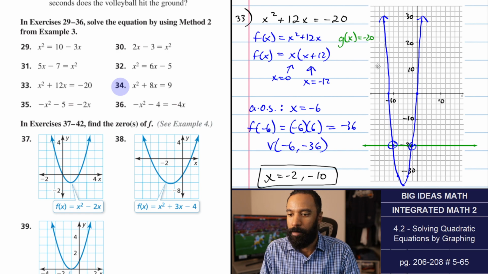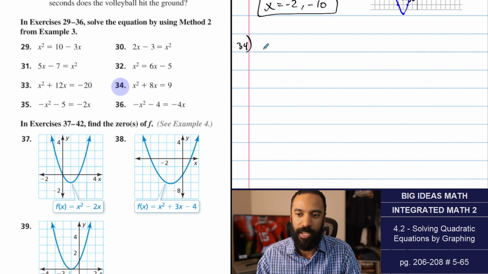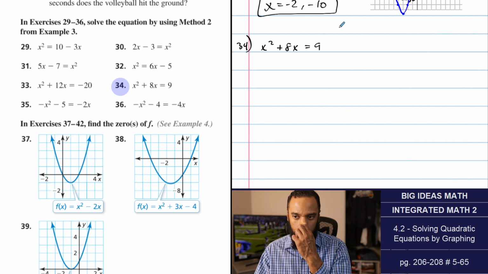All right, over an hour in. Number 34. We've been over an hour in for 17 minutes, so it's not a surprise. I just didn't know. X squared plus 8x equals 9. Please be a little better for me.